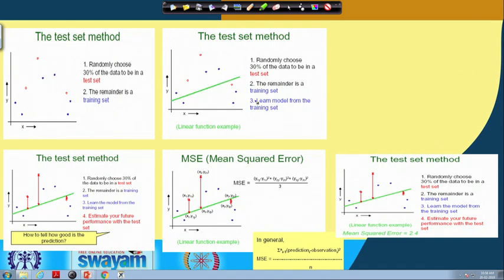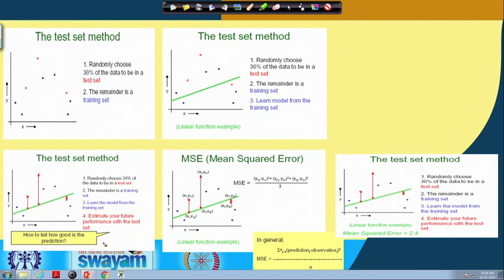So, this is our next step. The next step says estimate your future performance with the test set. So, once we create a model, now let us use our test set in this particular relationship to predict, and then let us estimate our future performance with the test set.